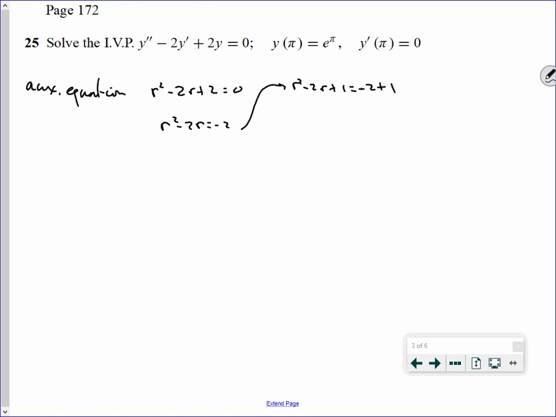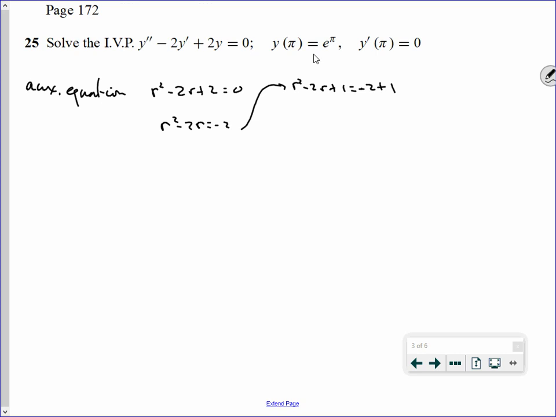Because that doesn't take any more time than using the quadratic formula. So get the constant over on the right hand side by itself. Take half of the r coefficient, square that, and add it to both sides. So half of -2 is -1. When you square it, you get a +1, add it to both sides.